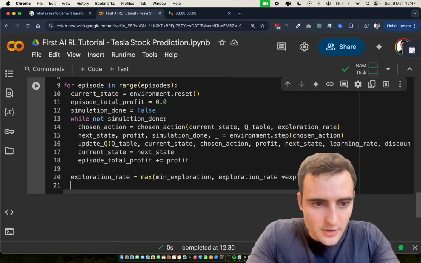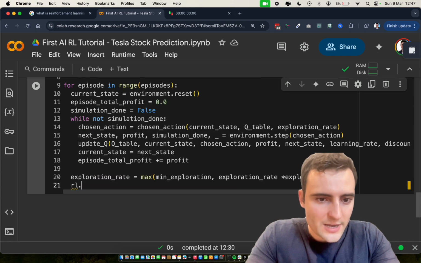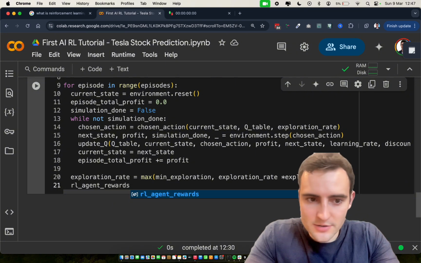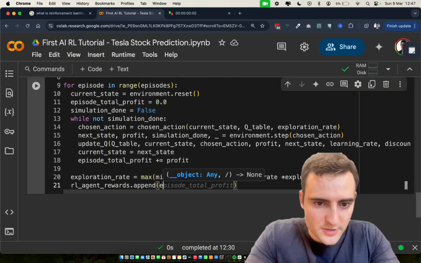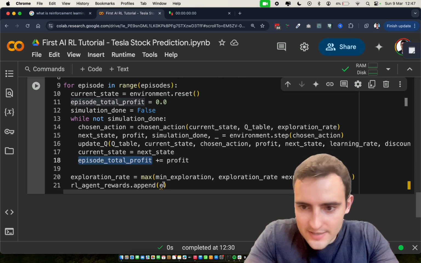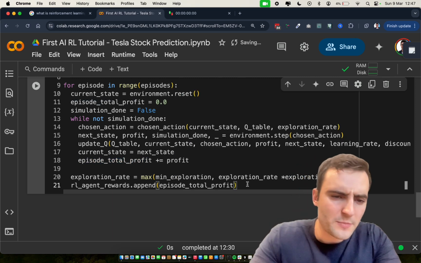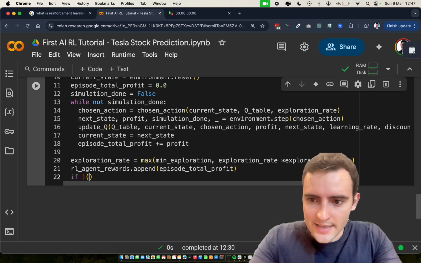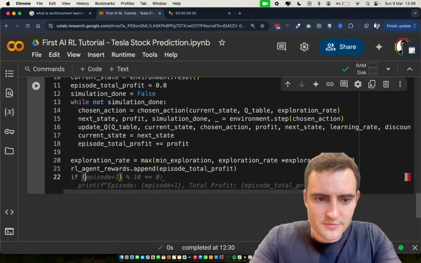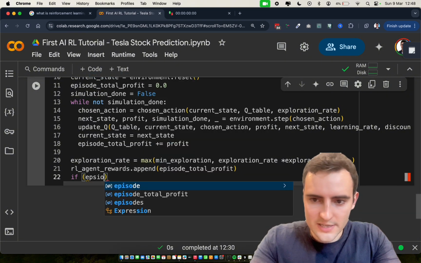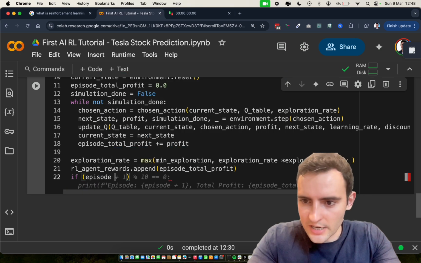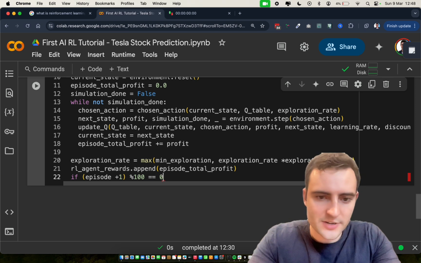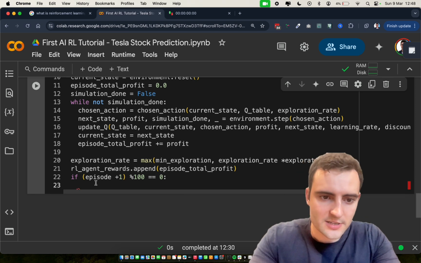Then last thing I'm going to write here is RL agent rewards. How do we reward this agent, right? At the end of the day is .append episode_total_profit, which is this part. So that is the total reward. And let's just say here that we don't want to be updated every time this does a simulation. And instead here we write episode plus 1 percent 100 equals 0. So every time that there's 100 episodes, we want to just be told about it.